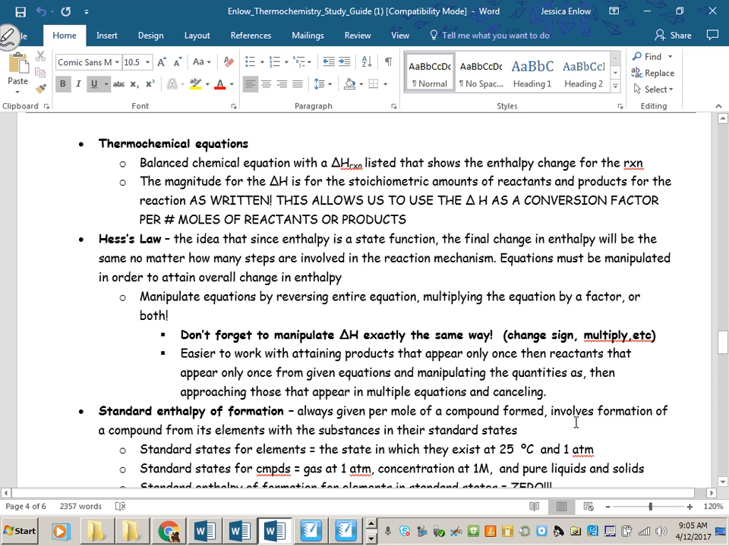Thermochemical equations are the ones that have our reactions, balanced chemical equations written, and then on the side it says delta H. Those are the only times we can use fractional coefficients; everywhere else we use whole number coefficients.